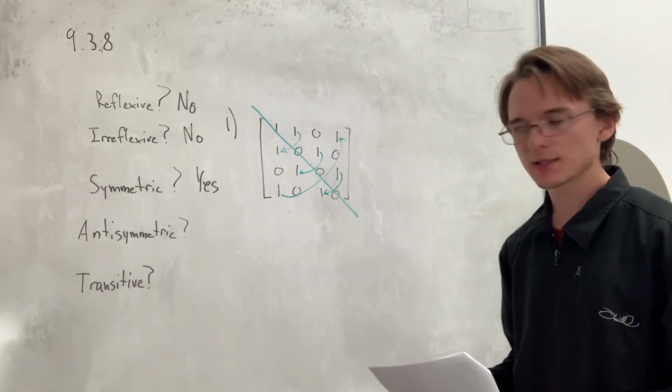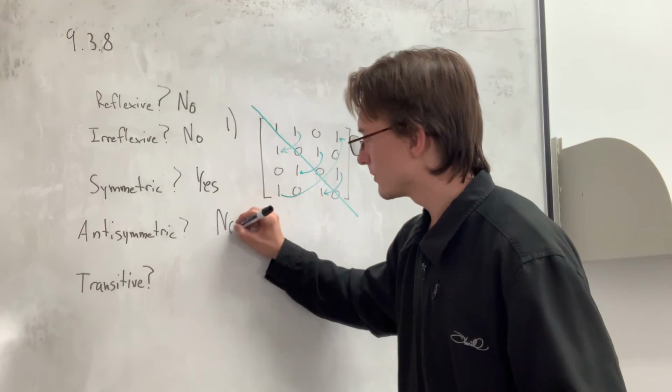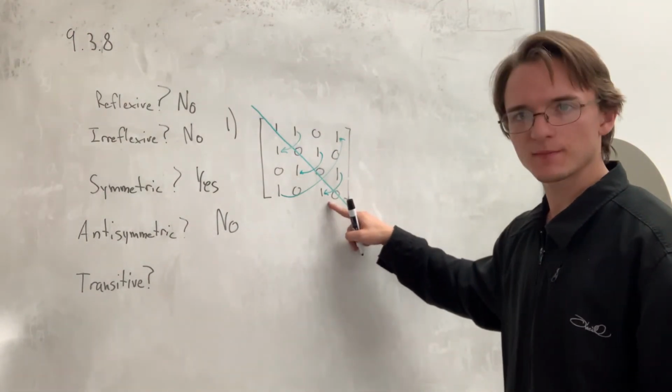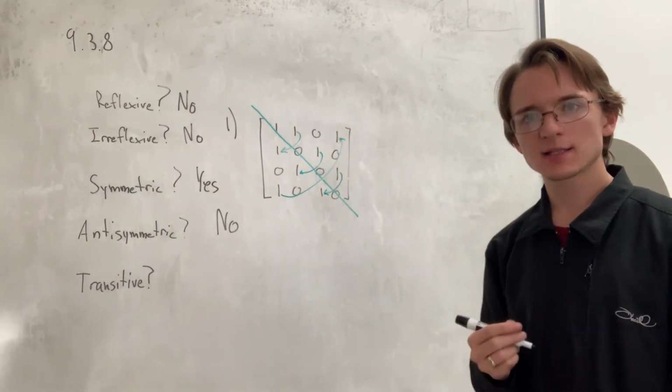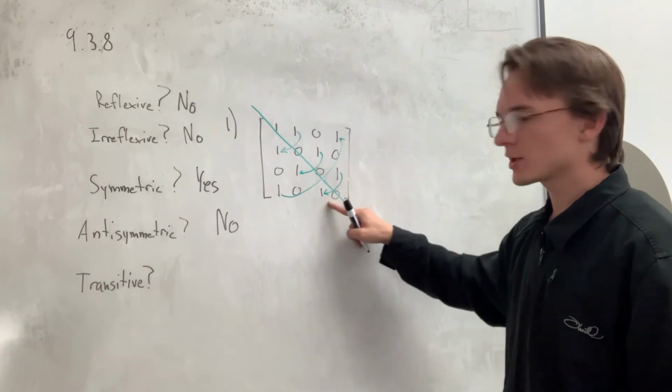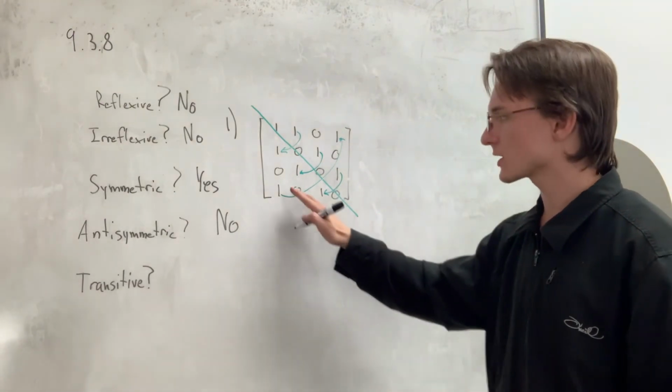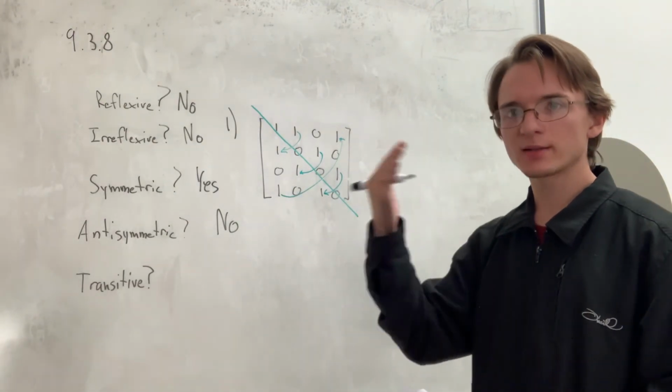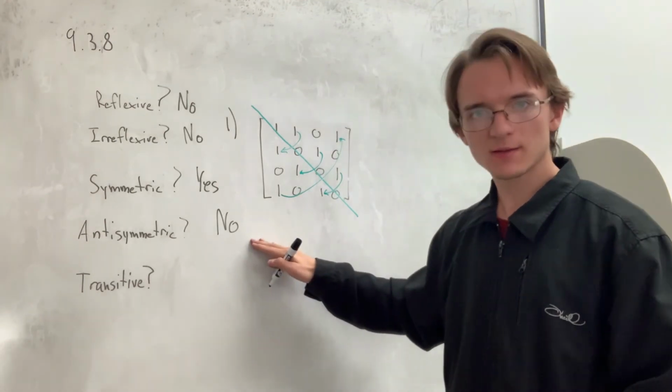Okay, is it antisymmetric? Well, no, because we have at least one case of symmetry. It would be antisymmetric if every one corresponded to a zero. And again, we do not check the zeros, whether they correspond to anything at all. So it is not antisymmetric.